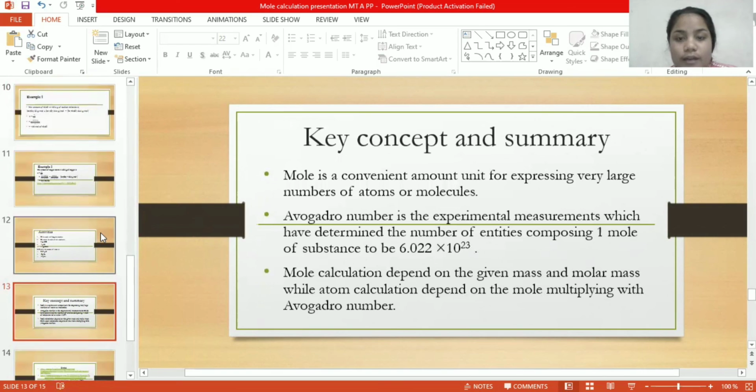This is all for our lesson today, and these are the key concepts and summary for this topic. Mole is a convenient amount unit for expressing very large numbers of atoms or molecules. Avogadro number is the experimental measurement which determines the number of entities composing 1 mole of substance to be 6.022 times 10 to the power of 23. We also learned that mole calculation depends on the given mass and molar mass, while atom calculation depends on the mole multiplied by the Avogadro number.